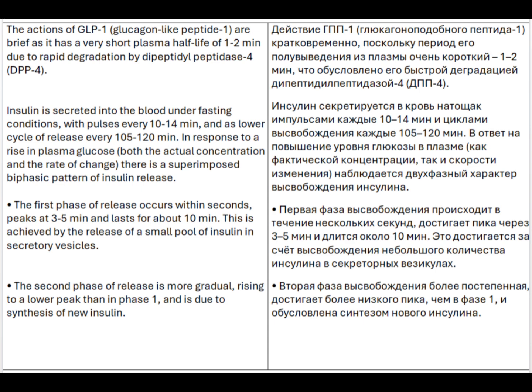The first phase of release occurs within seconds, peaks at 3 to 5 minutes and lasts for about 10 minutes. This is achieved by the release of a small pool of insulin in secretory vesicles. The second phase of release is more gradual, rising to a lower peak than in phase 1, and is due to synthesis of new insulin.